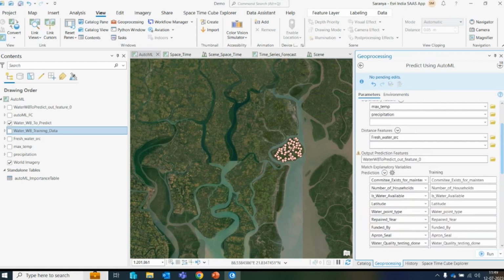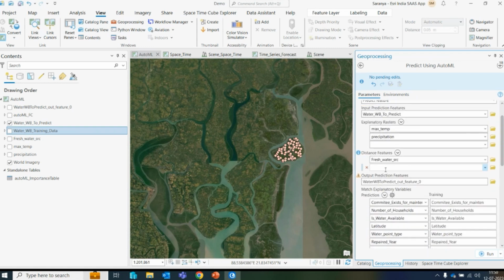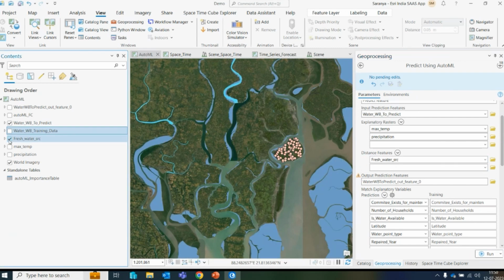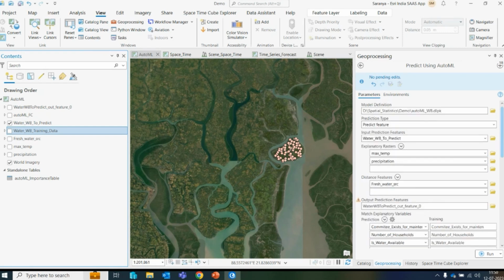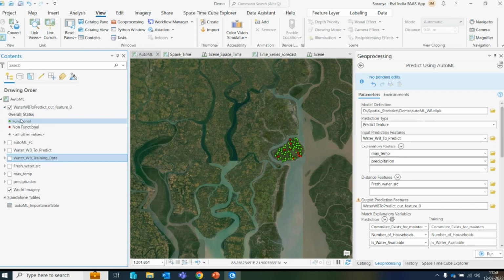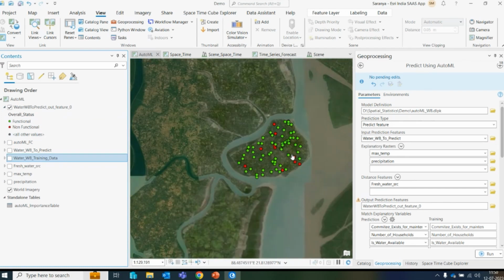You can also add a distance component. Here I have added the freshwater sources that are available in this area of interest. So these distance features you can also add. Once I predict using AutoML, this is the output I get. The algorithm can now predict, given all the other variables, whether a particular pump is functional or not. So this is about AutoML.